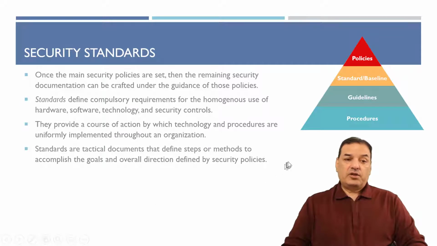Now let's talk about security standards. Once the main security policies are set, the remaining security documents can be crafted under the guidance of those policies. Again, we have this hierarchy here. So we talked about policies, now we're going to talk about security standards. Standards define requirements or information for the homogeneous use of hardware, software, technology, and security controls. They provide a course of action by which technology and procedures are uniformly implemented throughout an organization.